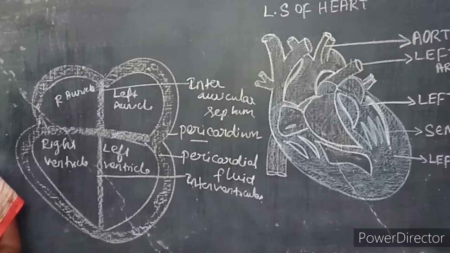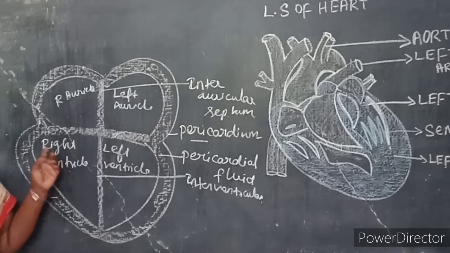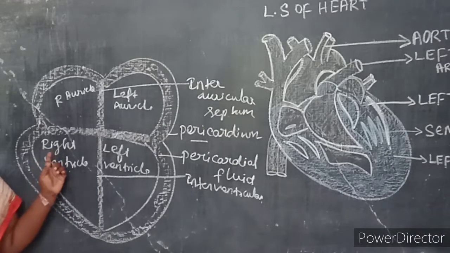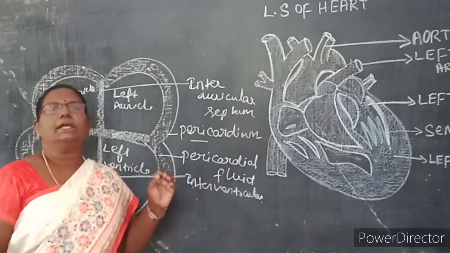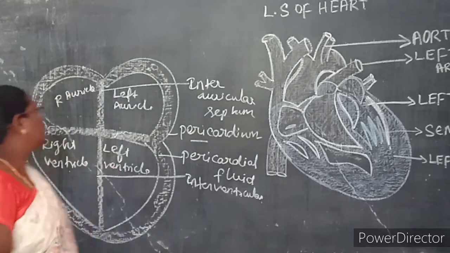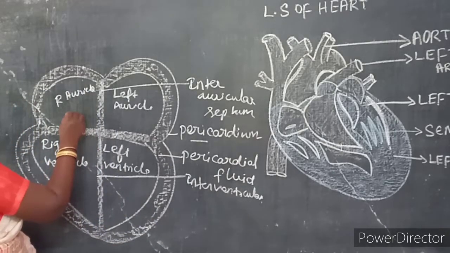One more question. The structure of the heart was described by Raymond D. Wiesens. So next we learn about the right auricle.